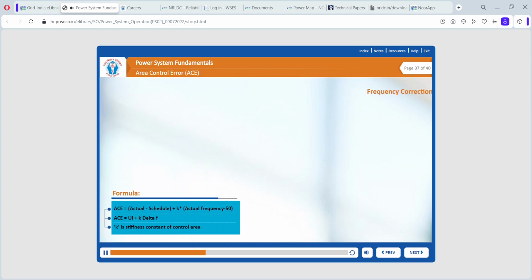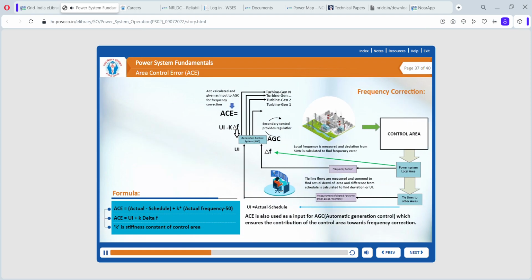Now, we can see how frequency correction is actually done. This ACE signal is used as an input for AGC for a control area to balance the load and generation of the control area so as to maintain the frequency.